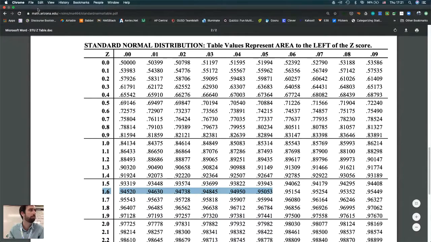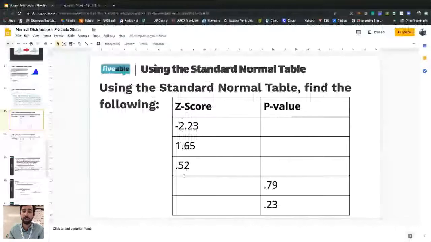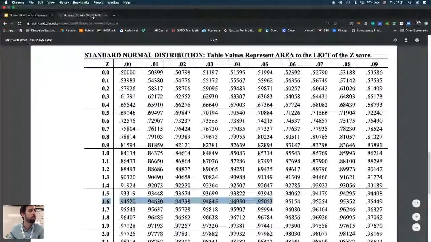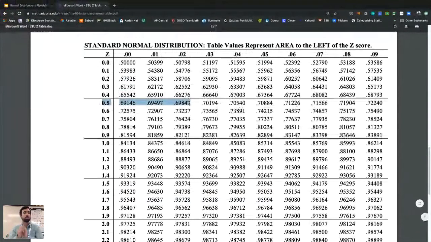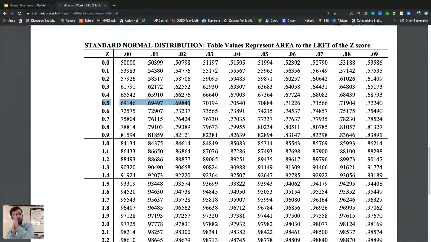Let's try another one. 0.52, so just above the average. I'm going to look on my second sheet. There's 0.5, and there's 0.52. So 69.8% of my data falls at or below 0.52.